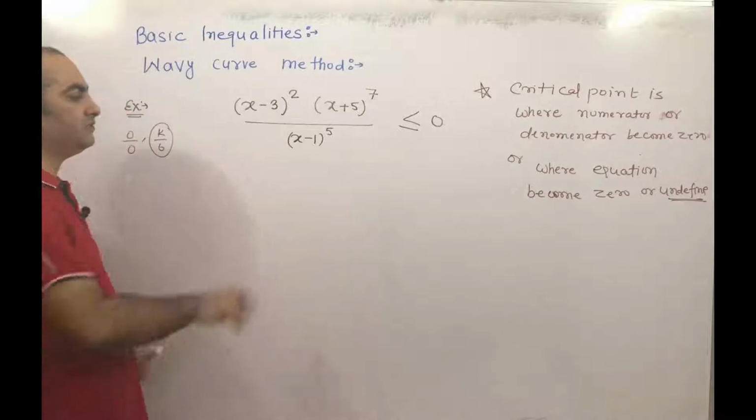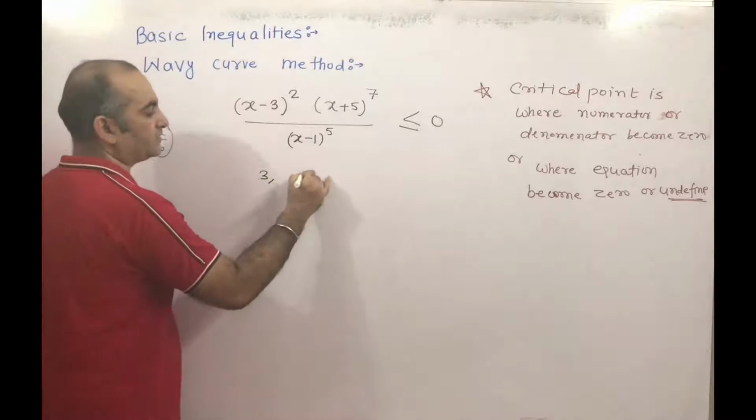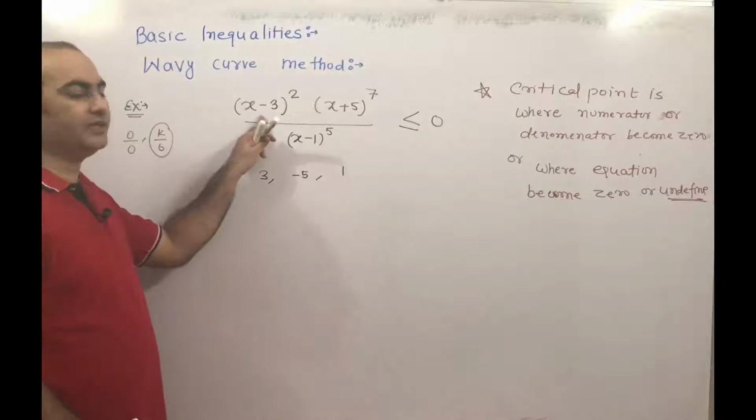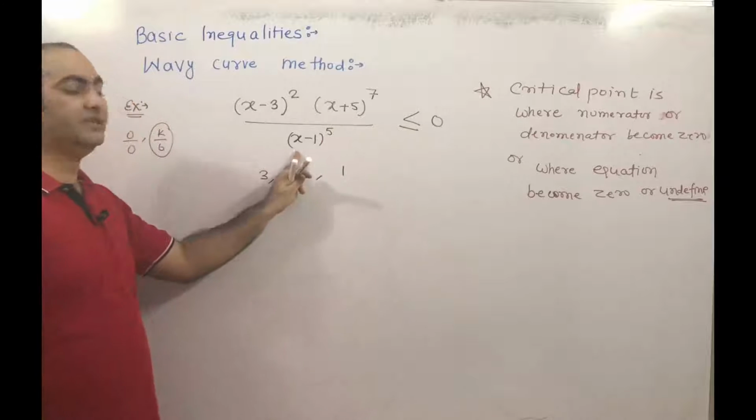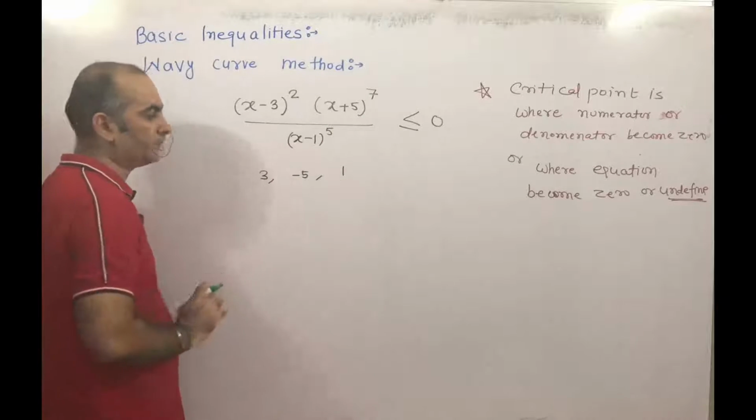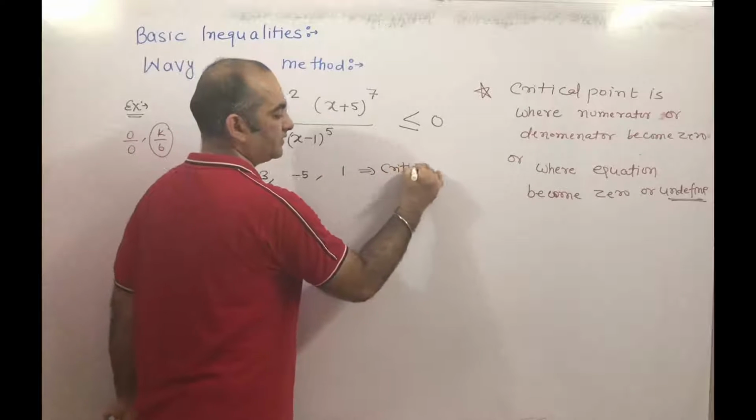Okay, so this will become 0 at 3, minus 5 and 1. If I put 3 here, it will become 0. If I put minus 5, then this will become 0, and if I put 1, then this will become 0. So these three are critical points.